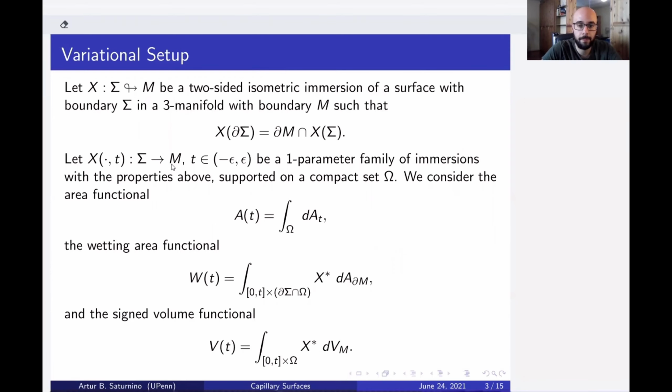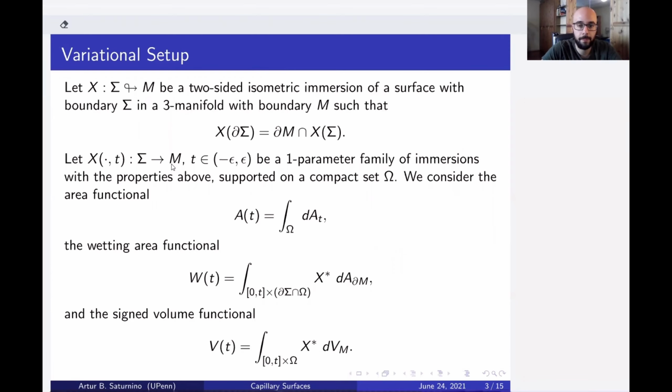Since a capillary surface is a critical point of energy, it's very natural to want to take the second derivative there at the capillary surface. And this is the second variation of energy. It's going to be very important for us as we define the index in the next slide.